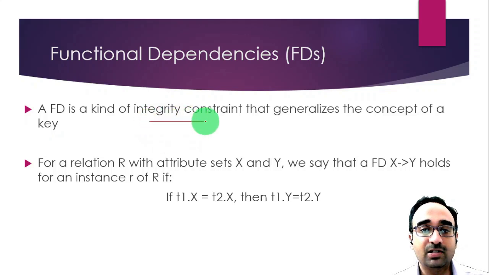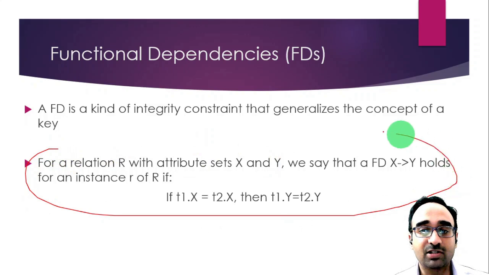So all of you know what is an integrity constraint, right? So they specify some kind of rule that the data in a table should follow. Okay, then what is the rule that is implied by a functional dependency? So this is the definition of a functional dependency.